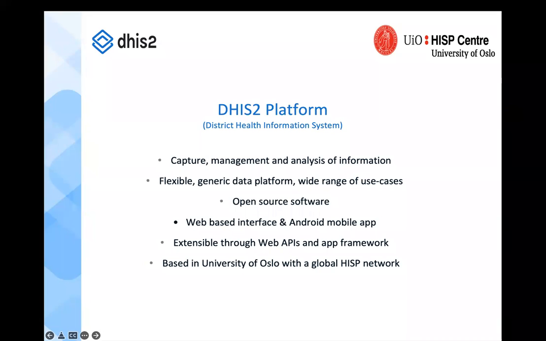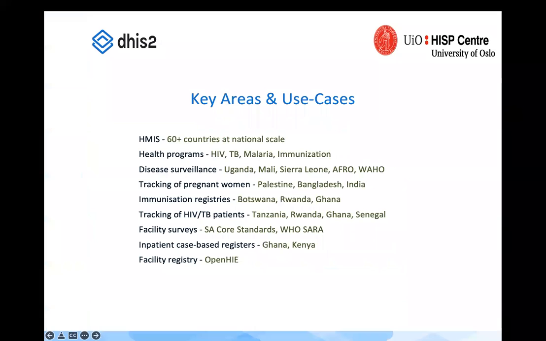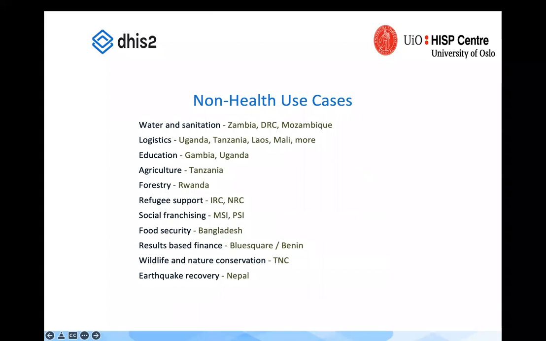So next slide. So key use areas, again, HMIS and health information is the key area in different health programs, but there are also different use cases within logistics, water and sanitation, forestry, and many others, being that it's a generic platform. Yeah, next slide.